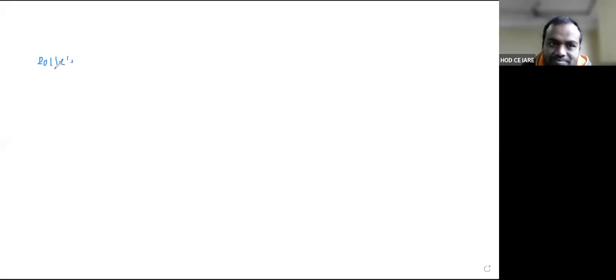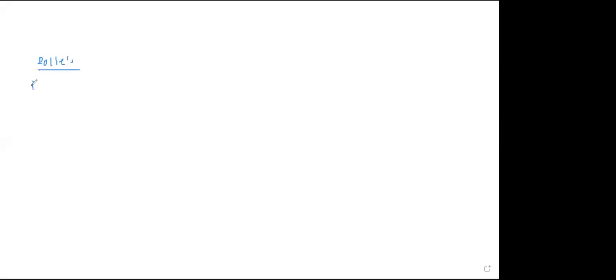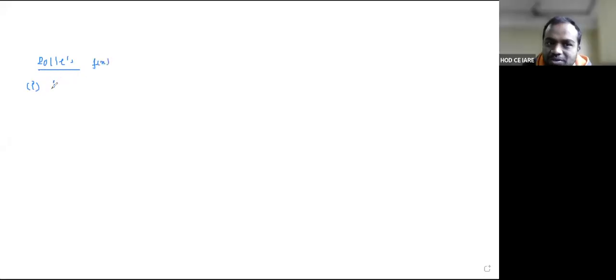What is Rolle's theorem? Anybody? If f is continuous in the closed interval a comma b, differentiable in the open interval a comma b, and f of a is equal to f of b, then there exists a point c where f dash of c is zero. Such an f of x is said to satisfy Rolle's theorem.